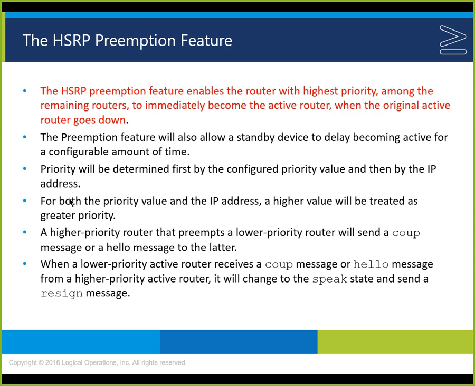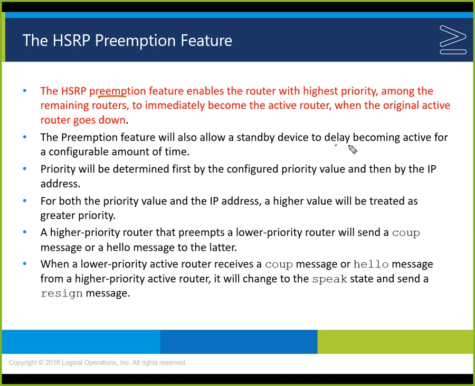The preempt feature enables the router with the highest priority among the remaining routers to immediately become the active router. So preempt becomes a significant issue here. If you set the priority to 120 and it's active, it's active, it's active, it goes down. You fix whatever's wrong, it comes back up, and it's standby, it's standby, it's standby. Check to be sure that you have enabled preemption.